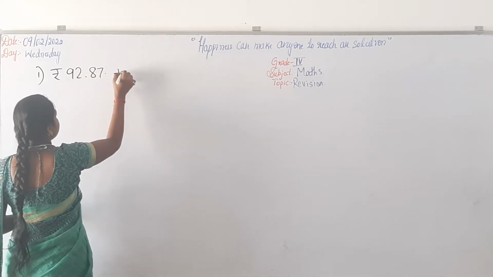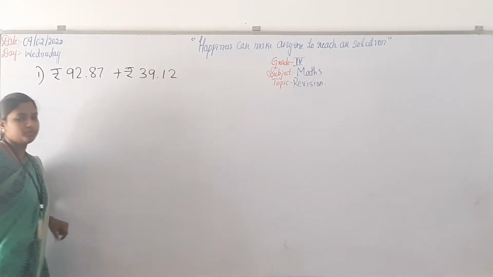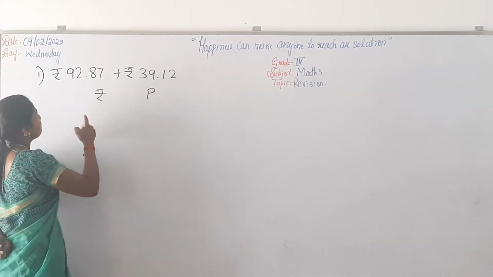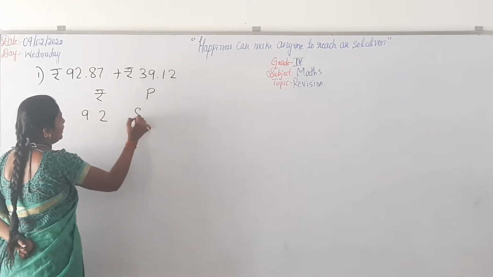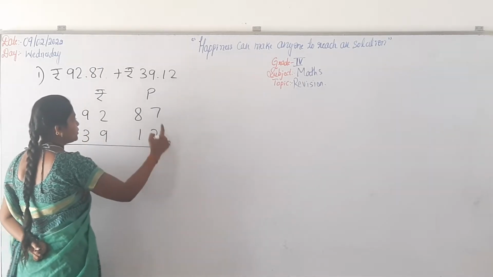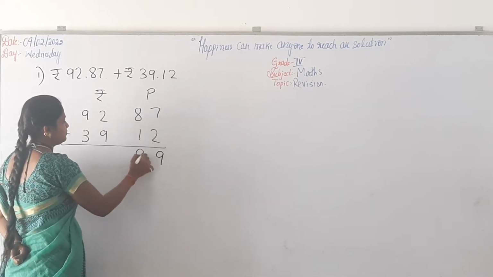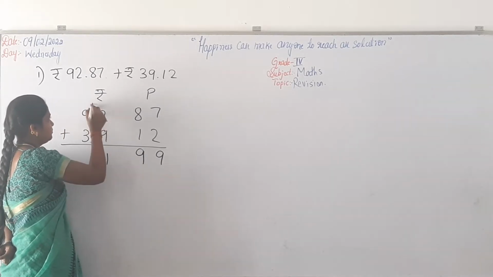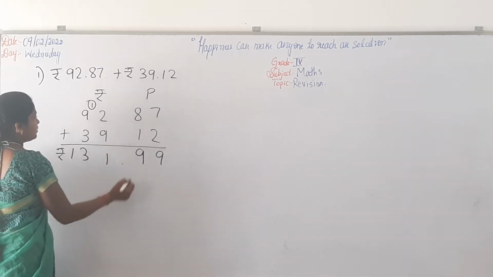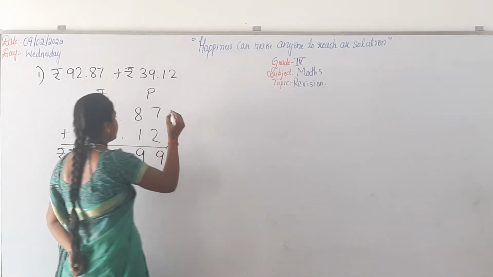₹92.87 plus ₹39.12. So how will you add? First you will write rupees and then paise. So the first one is 92.87, 39.12 plus. So what is 7 plus 2? 9. 8 plus 1? 9. 2 plus 9? 11, write 1 carry 1. 1 plus 9 plus 1? 13. So the answer is rupees 131.99. Okay? So similarly subtraction.